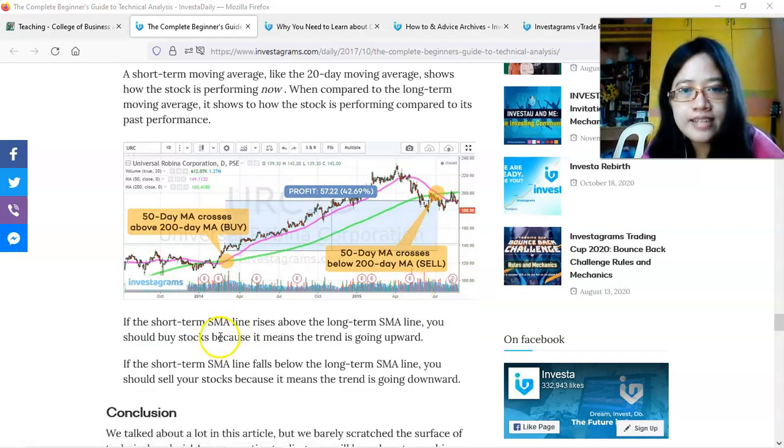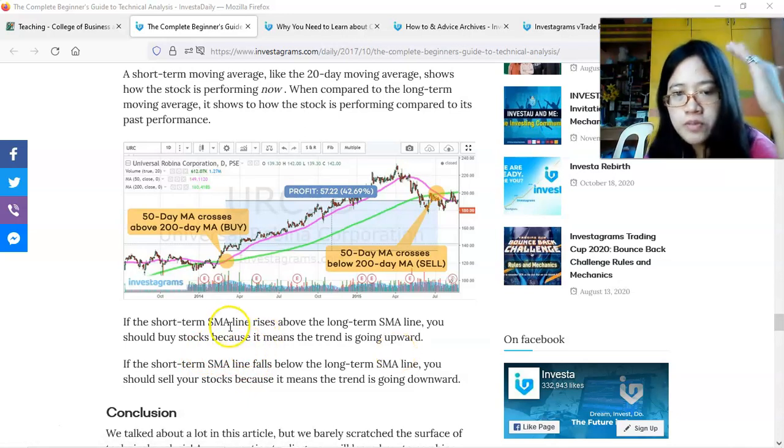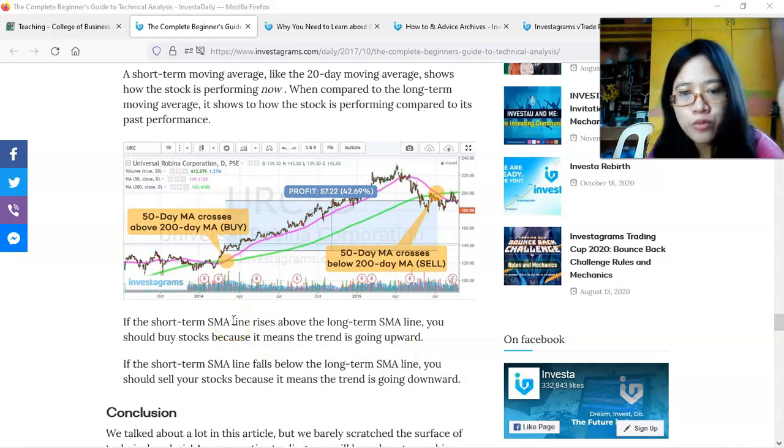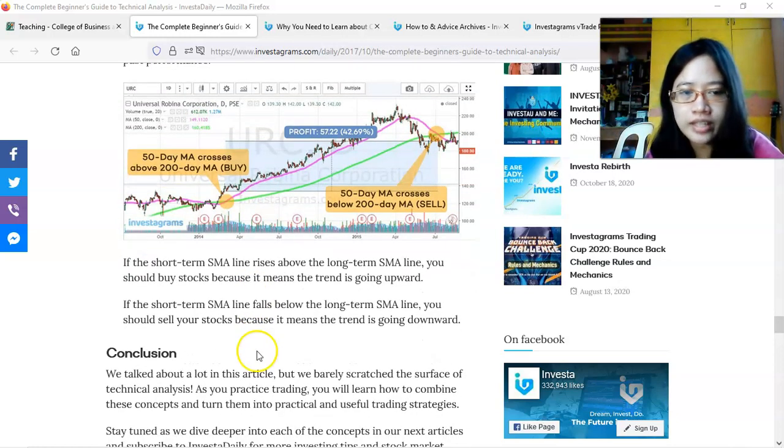If the short-term SMA line rises above the long-term SMA line, wait, which one is the short-term? Yung 50-day malamang, tapos yung 200-day, long-term. You should buy stocks because it means the trend is going upward. Okay? Pag yung short-term, mas mataas kaysa sa long-term. Upward daw yung trend. If the short-term line falls below the long-term, so downward naman ang trend. And you have to sell your stocks already.